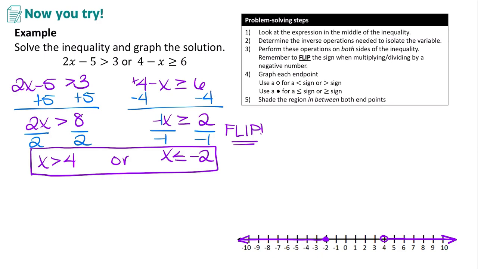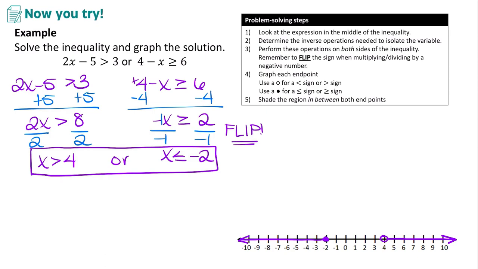And that leaves me with negative x is greater than or equal to 2. Well, remember, negative x is not fully isolated yet. I need to get rid of that negative, which is basically like a negative 1, right? So I can get rid of it by dividing both sides by negative 1. And I need to flip my inequality sign because I am dividing by a negative number. So that gives me x is less than or equal to negative 2. So my solution will be x is greater than 4 or x is less than or equal to negative 2.